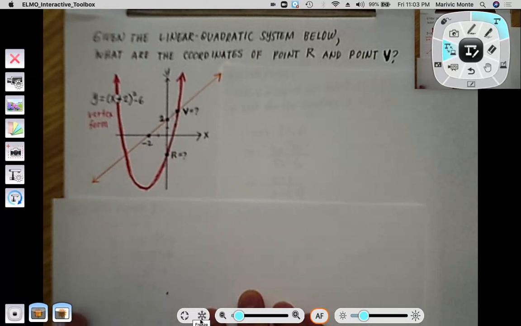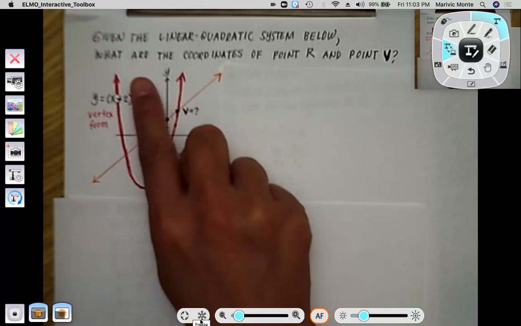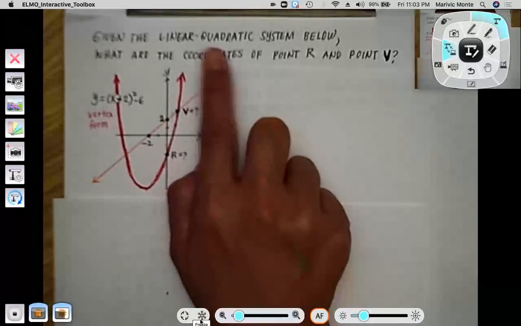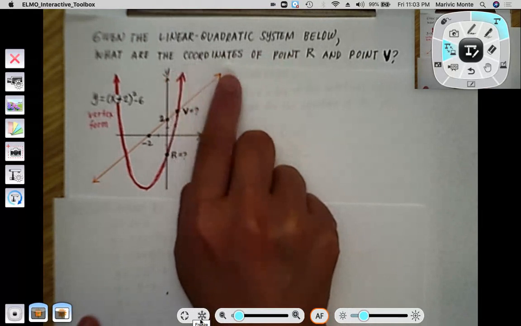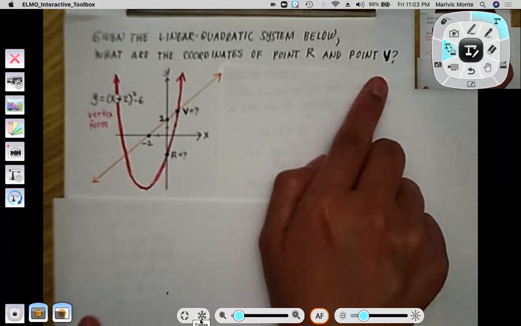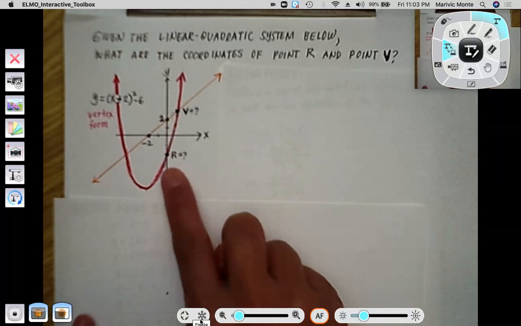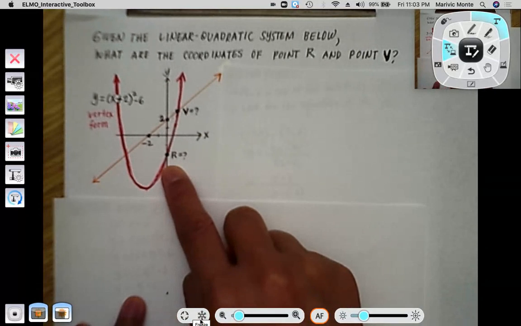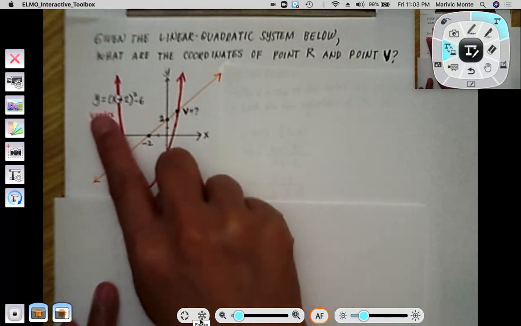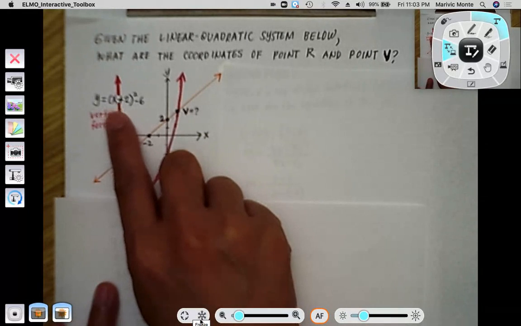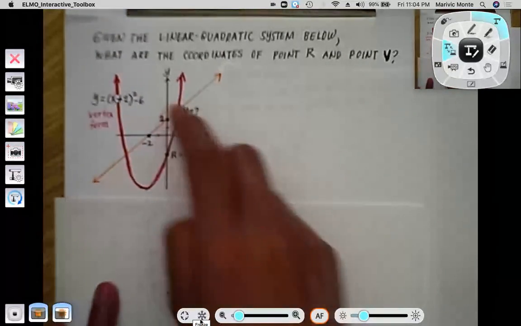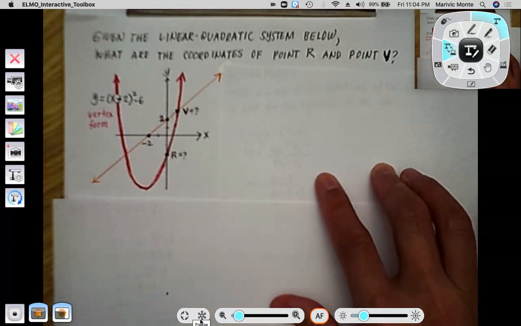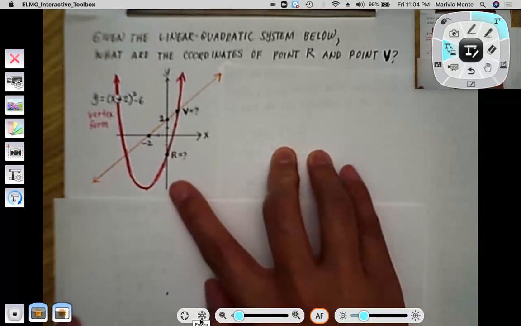As you requested, I'm making a video of the explanation of the problem that says, given the linear quadratic system below, what are the coordinates of point R and point V? So we said that R is a y-intercept of the parabola with an equation in vertex form y equals (x plus 2) squared minus 6. And so our first step was to let x equal 0.